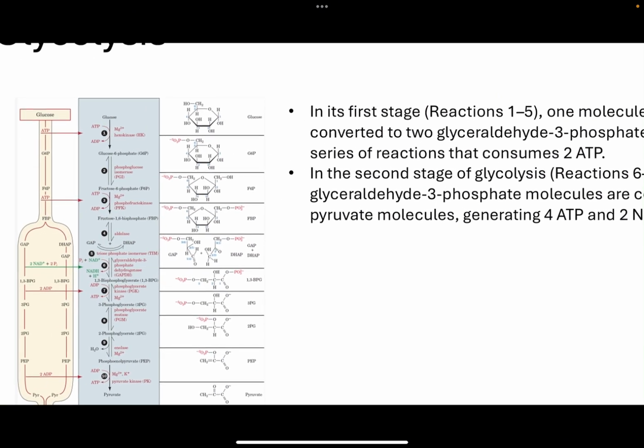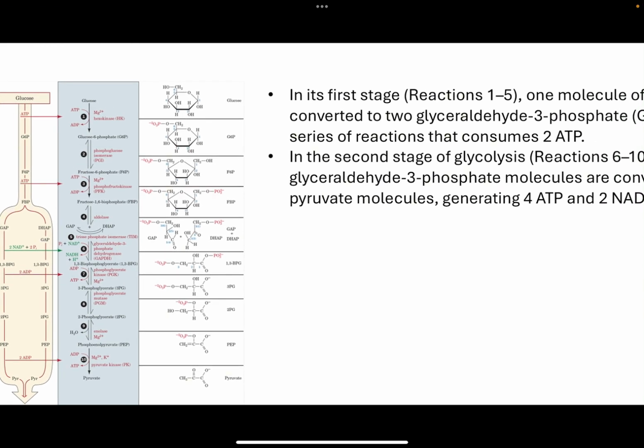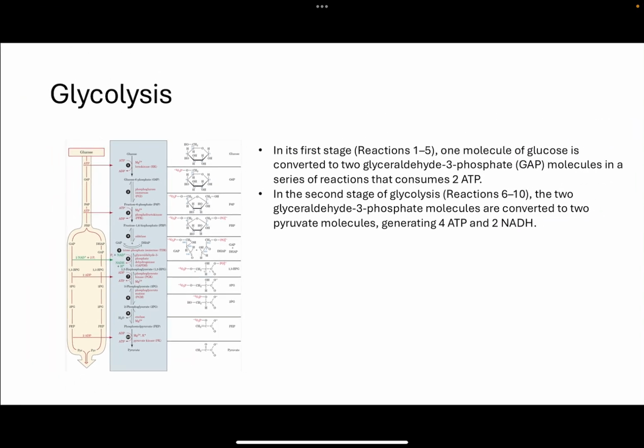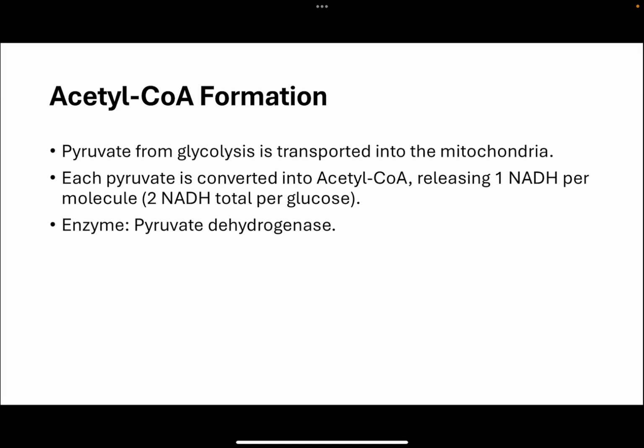In the first stage, one molecule of glucose is converted to 2 glyceraldehyde 3-phosphate molecules in a series of reactions. That consumes 2 ATP. Then in the second stage of glycolysis, reactions 6 to 10, the 2 glyceraldehyde 3-phosphate molecules are converted to 2 pyruvate molecules, which generates 4 ATP and 2 NADH.